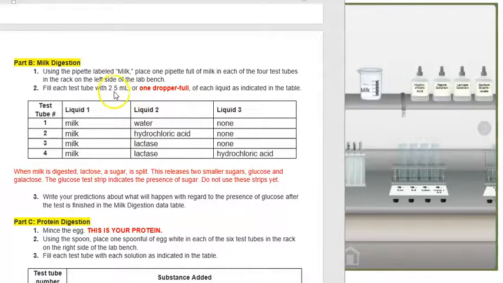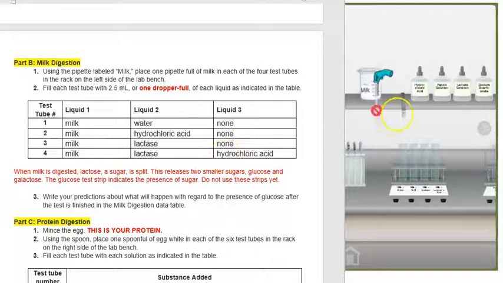Every 2.5 milliliters is 1 dropper full. So if it asks you for, in the first test tube, milk and water, and then nothing for the third, that's 1 dropper full of each of these, and no third substance for test tube 1. When you come down to test tube 4, you'll have 3 dropperfuls worth of milk, lactase, and hydrochloric acid.